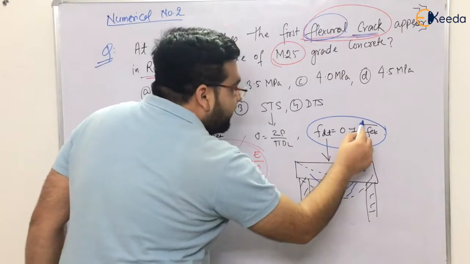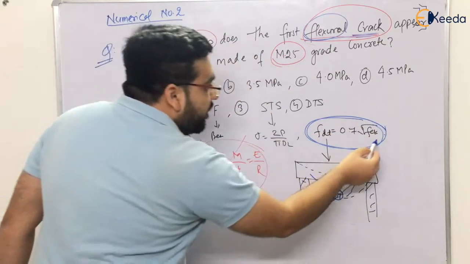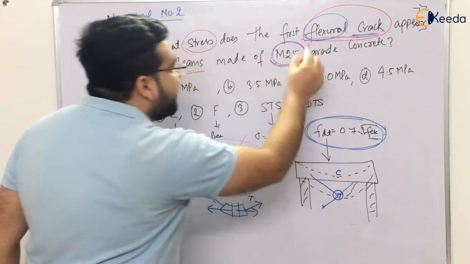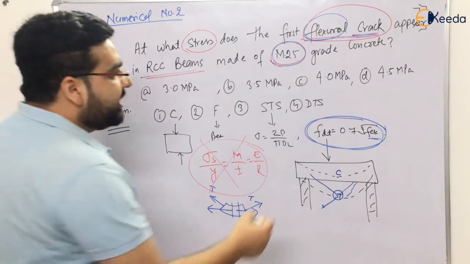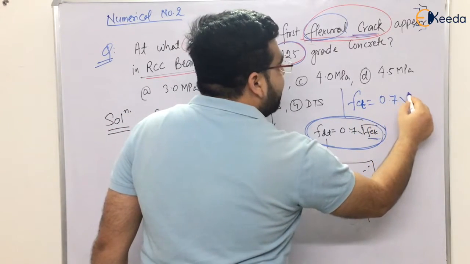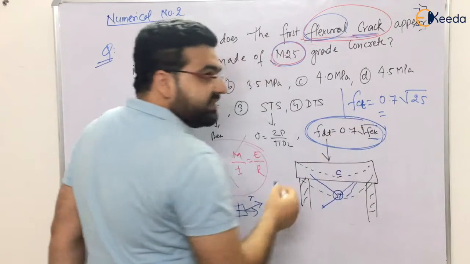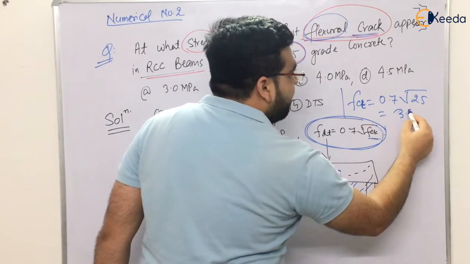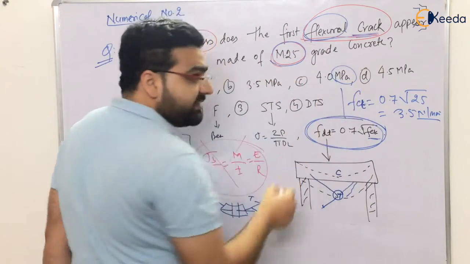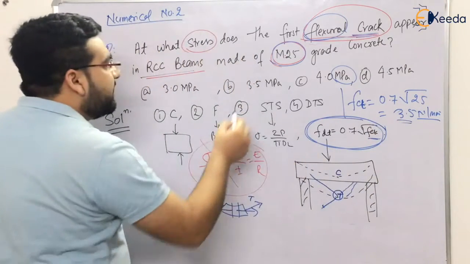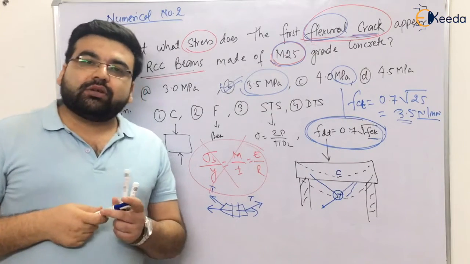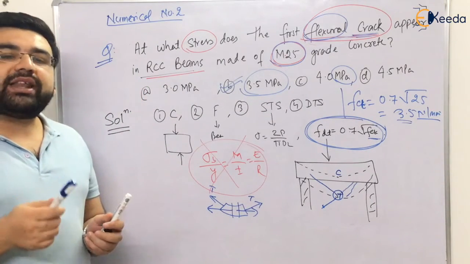So the formula which will be used is 0.7 root fck. Now fck is the characteristic strength of concrete. Which grade of concrete is it? It is M25 grade of concrete. Just apply the formula now. fct will be equal to 0.7 root 25. Root 25 is 5, 0.7 times 5 is 3.5. So 3.5 Newton per mm square, and Newton per mm square is also known as megapascals. It means that 3.5 is the correct answer, so B is the correct answer. Now let us move ahead and see what numerical number third is like.